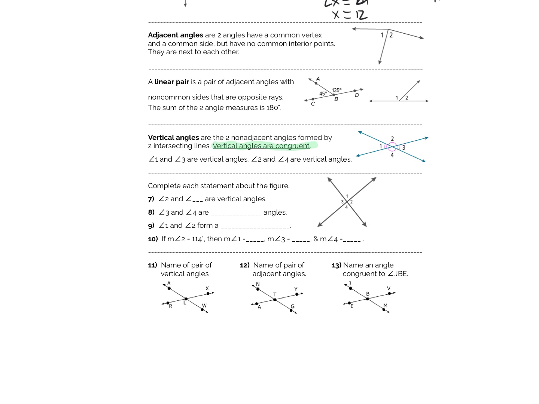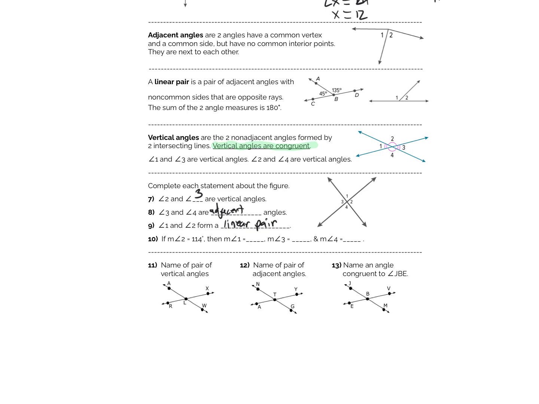Think about a bow tie. Each side of the bow tie is congruent, so that means each side of the bow tie is the same size. Those are vertical angles formed by the center of the bow tie. So in this picture, angles 2 and 3 are vertical angles. Angles 3 and 4 are adjacent angles because they're right next to each other. Angles 1 and 2 form a linear pair because together they form a straight line.